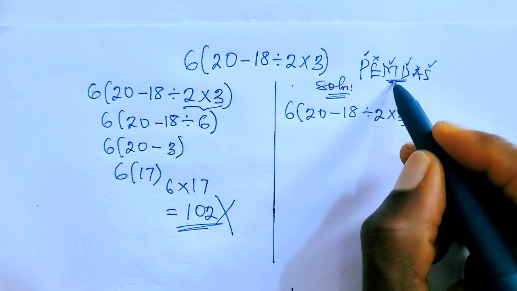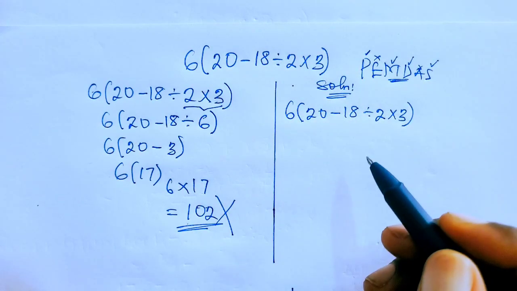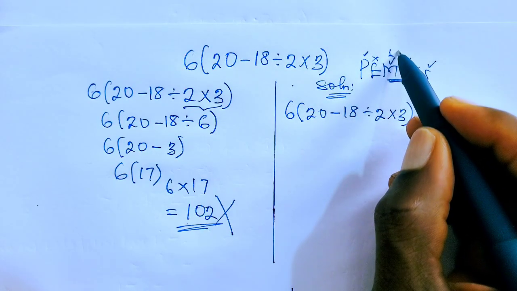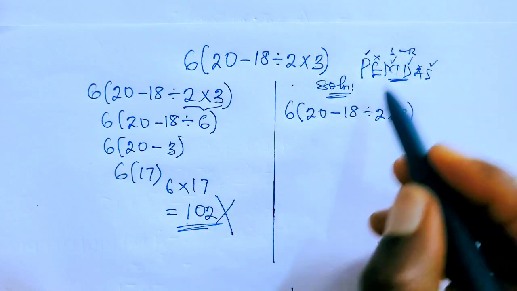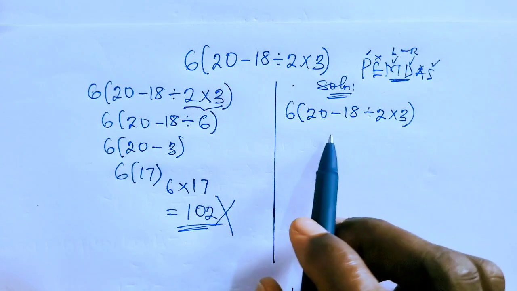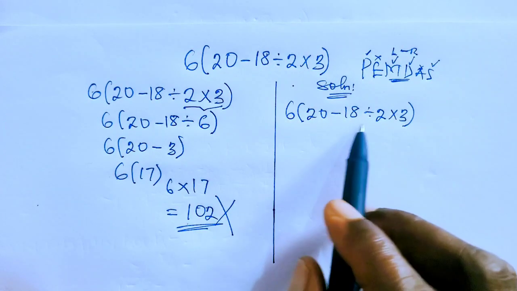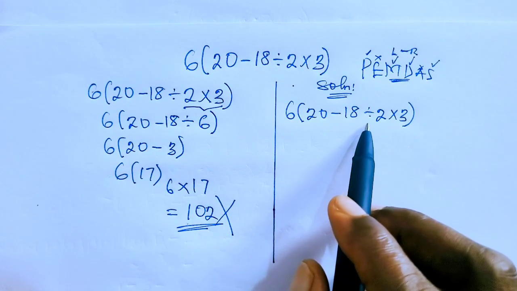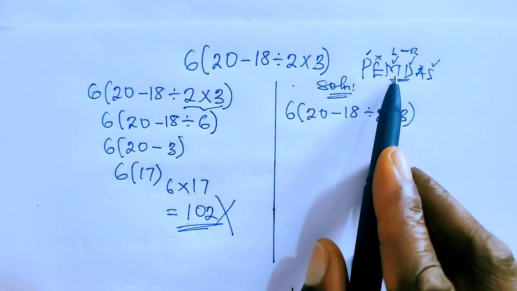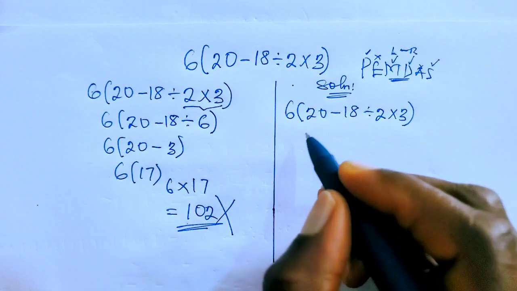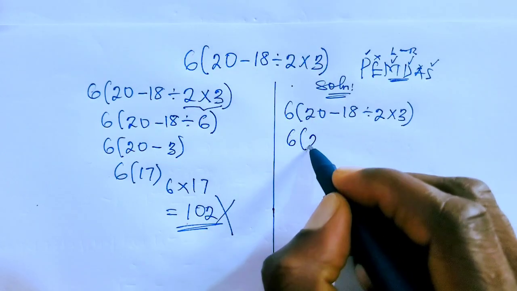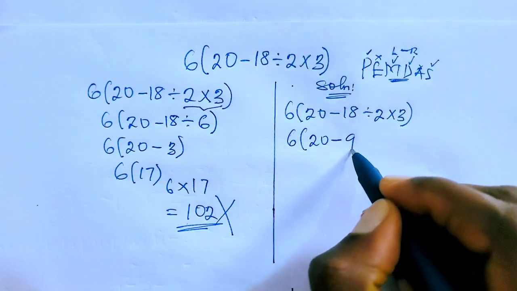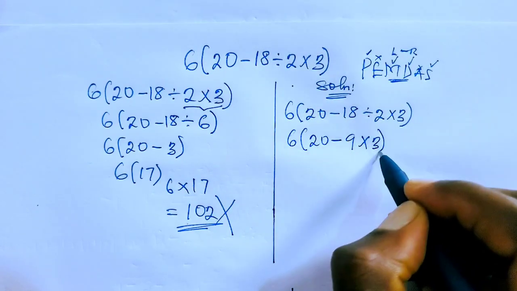Right here, multiplication and division have the same precedence, and as such, the operation here moves from left to right, irrespective of the positions. Now, right here inside the parentheses, we are going to start with division, because division is of higher priority than the multiplication in this case. Now the expression becomes 6 into 20 minus 18 divided by 2, that gives us 9, then multiply by 3.